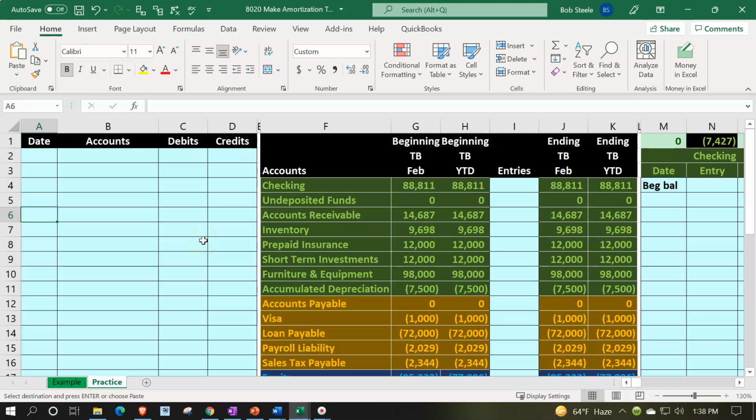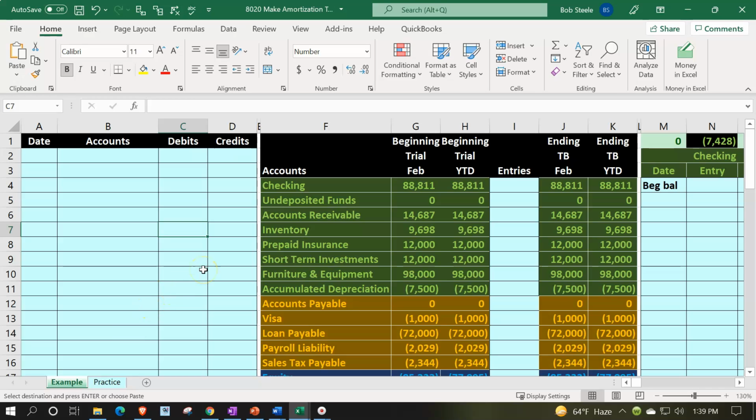Here we are in our Excel worksheet. In prior presentations, we put together the worksheet from a blank sheet. Now we're continuing to enter transactions into it. If you have access to it, there's two tabs down below, the example tab and the practice tab. The practice tab starts out where we left off last time, the example tab in essence being an answer key. Let's take a look at it now.